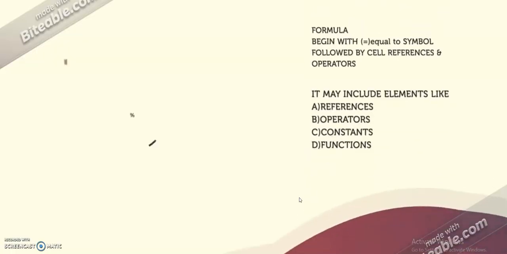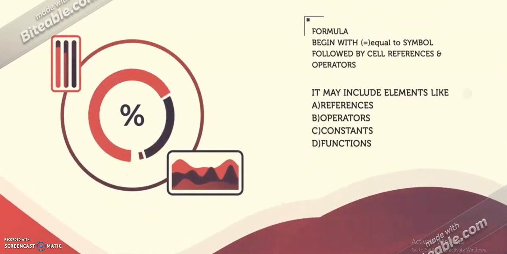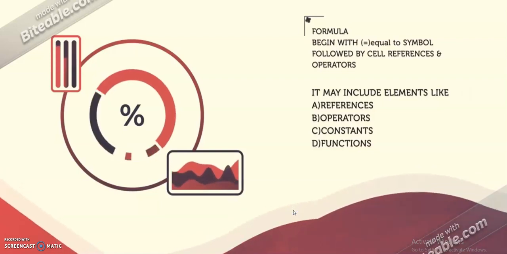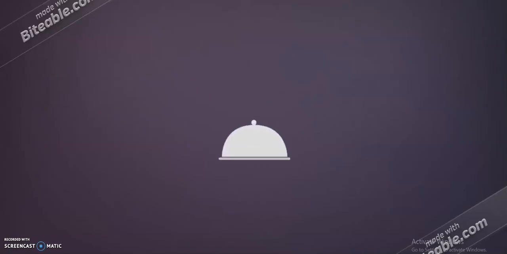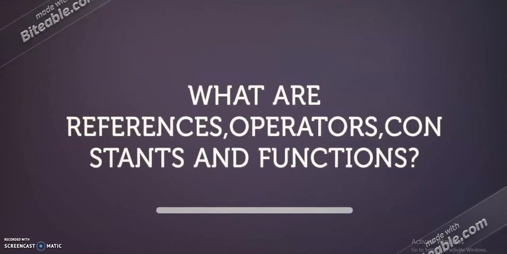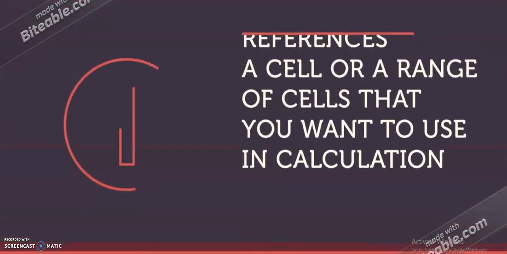A formula must begin with the equal to symbol followed by cell references and operators. It may contain a few or all of the mentioned elements, that is, references, operators, constants, and functions. Now, what are these references, operators, constants, and functions? References are a cell or a range of cells that you want to use in your calculations.